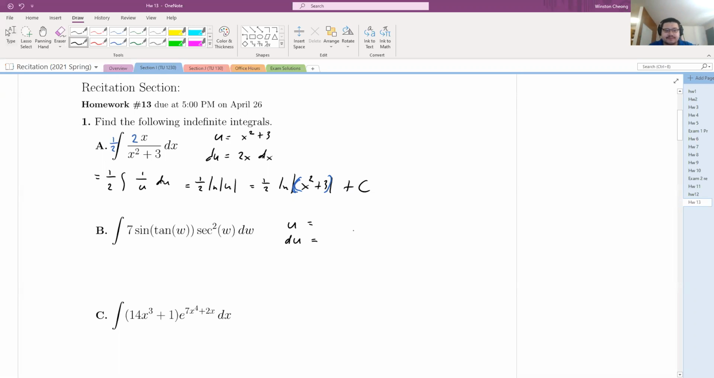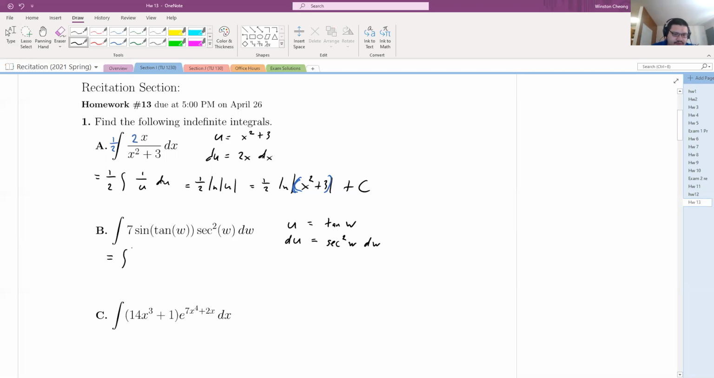So that is the right answer. Okay, so we let u be tan of w, and then when we take the derivative of that, we'll get secant squared w dw for the derivative. And so that is going to absorb both of these things at the end. It's going to convert that over to du.